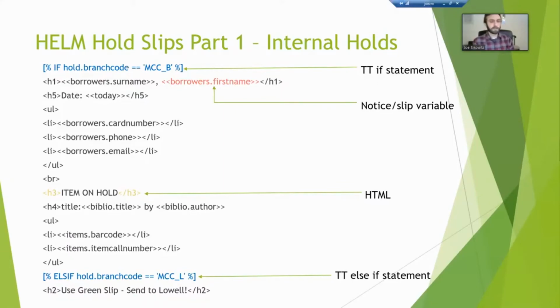So we're really just using the few tools that we've talked about. And you can see here, we're not even using CSS at all. So all we're using are a couple of conditions from Template Toolkit and a little bit of HTML along with the notice and slip variables that come with Koha automatically.